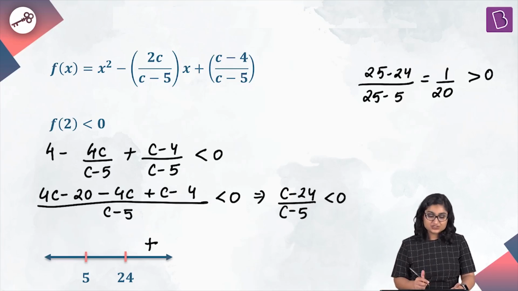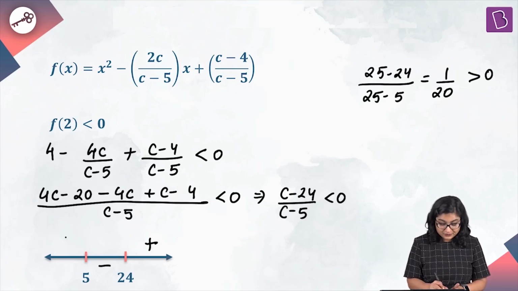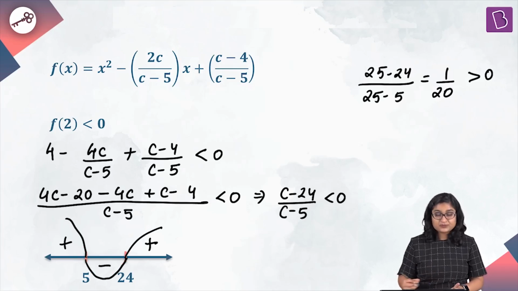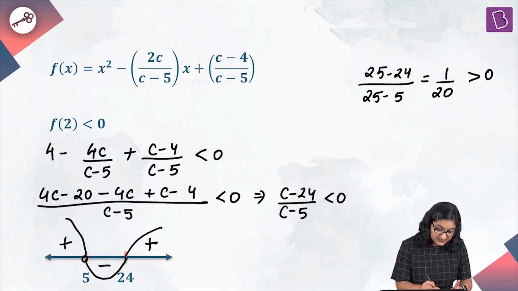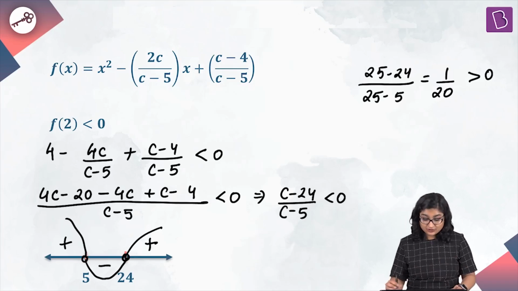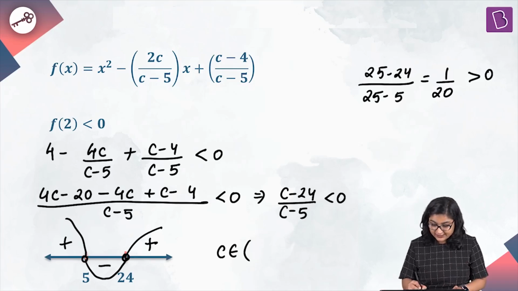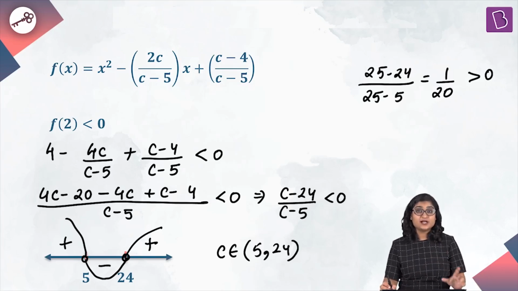About 24 it will change to negative. About 5 it will change from negative to positive, and this is the final curve that we will get. Alright, now one thing we have to keep in mind is that both 5 and 24 are not included, so we will have open circles here. Now we want that region where the expression is less than 0, so we can say that c belongs to the interval (5, 24). Alright, so we have solved for 2 conditions.